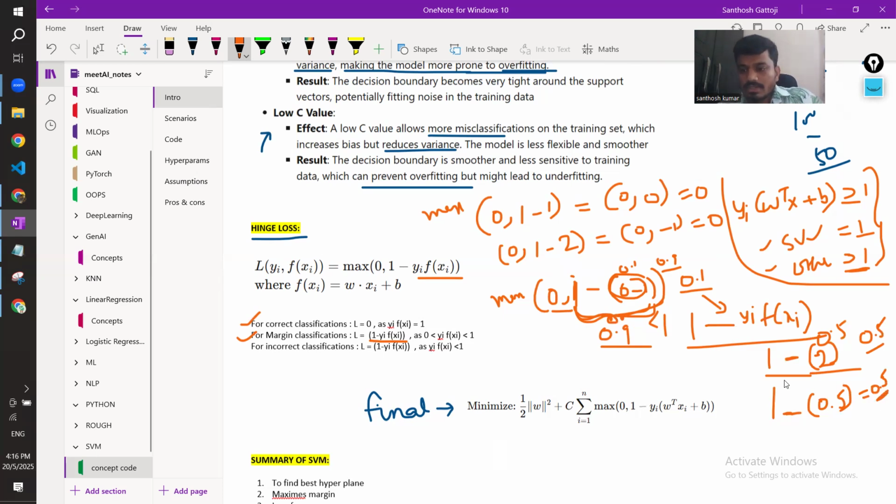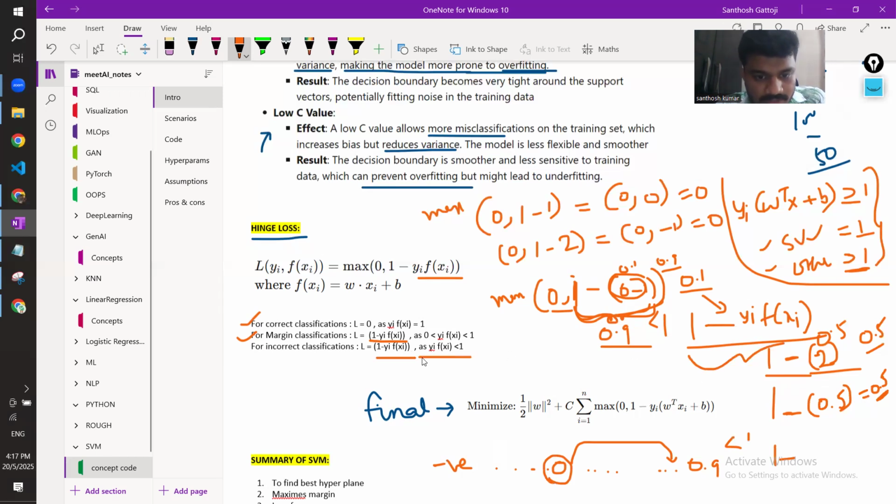See, less than 1 means you can start with 0.9, then 0 here and all negative values. If you take any negative value, it will become positive, which is also greater than 0. You take any value in between here and subtract it from 1, that will again be greater than 0. So again, whatever value you take, this 1 minus that value is 1 minus yi f of xi. Is this clear?